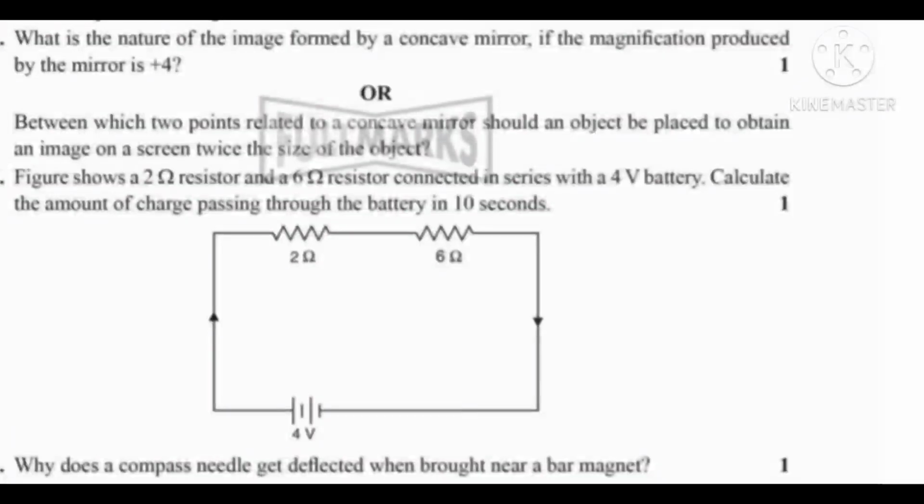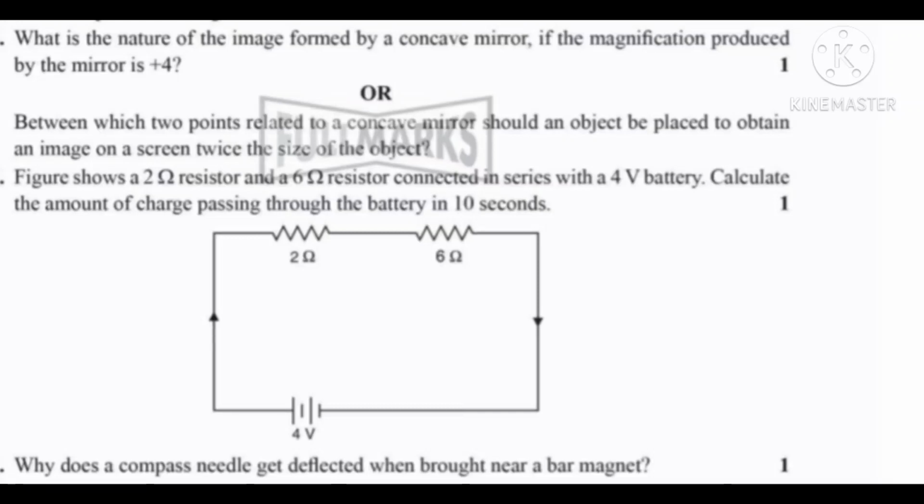Okay. So our first question: what is the nature of the image formed by a concave mirror if the magnification produced by the mirror is +4? Or, between which two points related to a concave mirror should an object be placed to obtain an image on a screen twice the size of the object? So you have to go through the topics related to image formation in a concave mirror, then the equations for magnification, and find the answers.